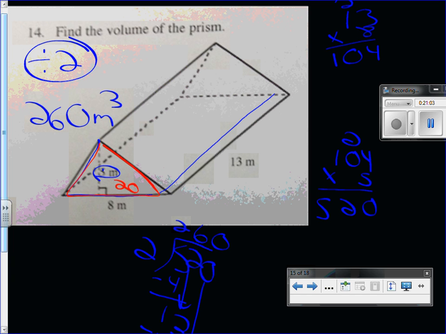But do you guys see why I told you to go 8 times 13 first? Because you're finding the area of the base, then you're multiplying by the height. It's a triangle, so then you got to remember to divide by 2. Either way, you get 260 for an answer. Also, make sure you are labeling correctly.